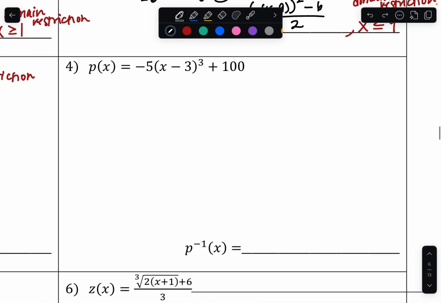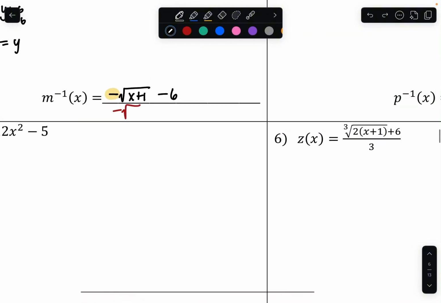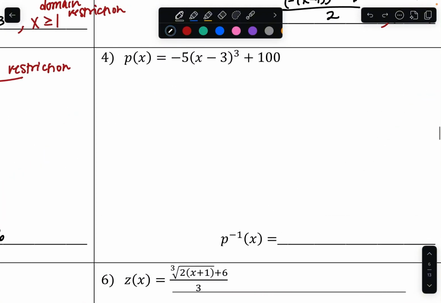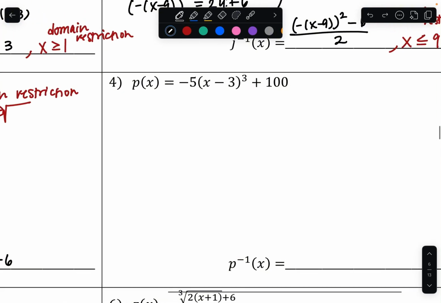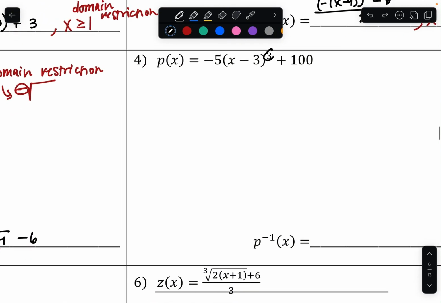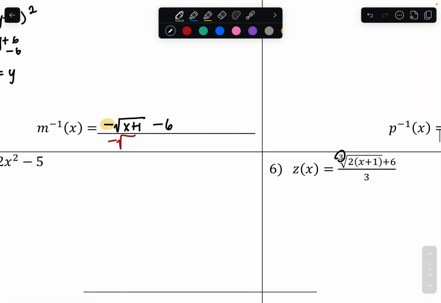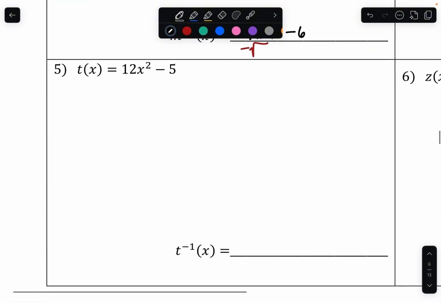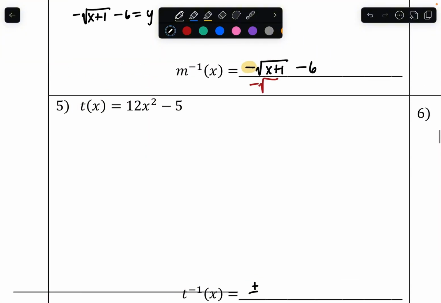Okay, over here we have a cubic. Cubic and cube root are easy. There's no domain restrictions, nothing. You don't have to worry about plus or minus. Don't start adding plus or minus to these. As soon as you see a 3, those are easy. You don't do any of that mess. Okay, so I'm going to skip to 5 real quick because we do have a quadratic with no domain restriction. So that means we're going to have plus or minus square root for our answer.